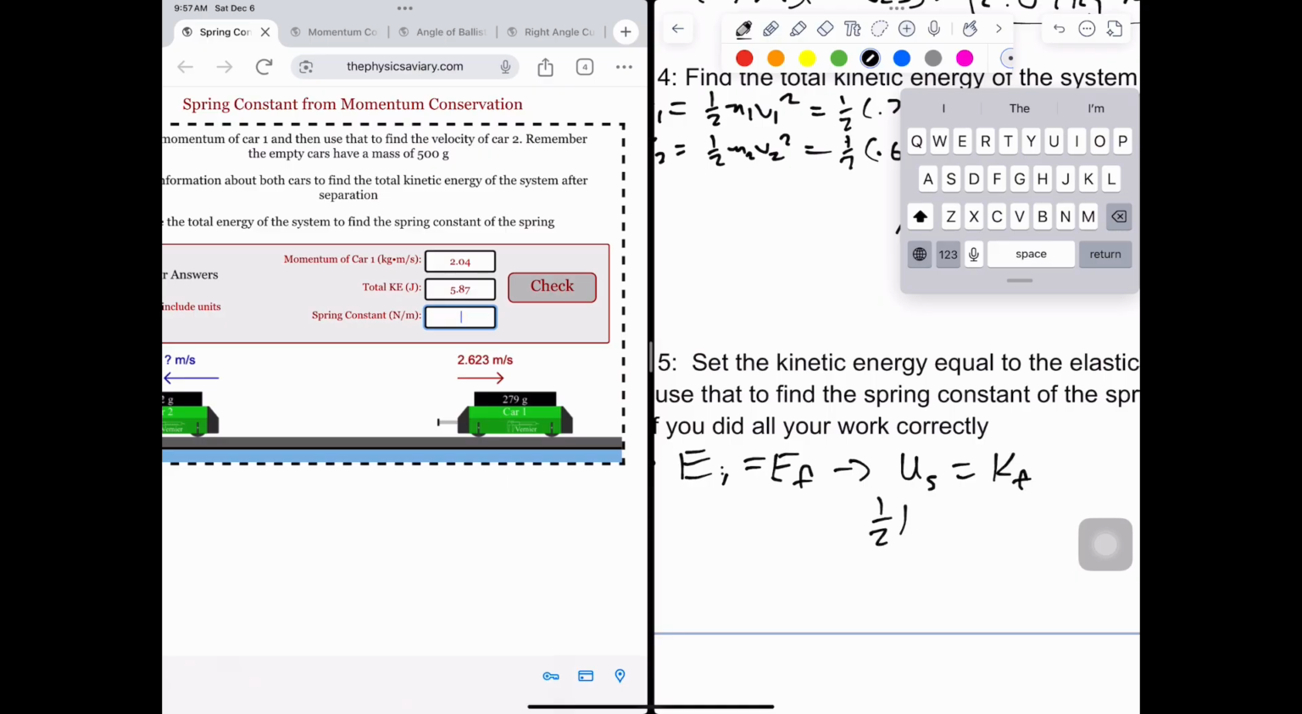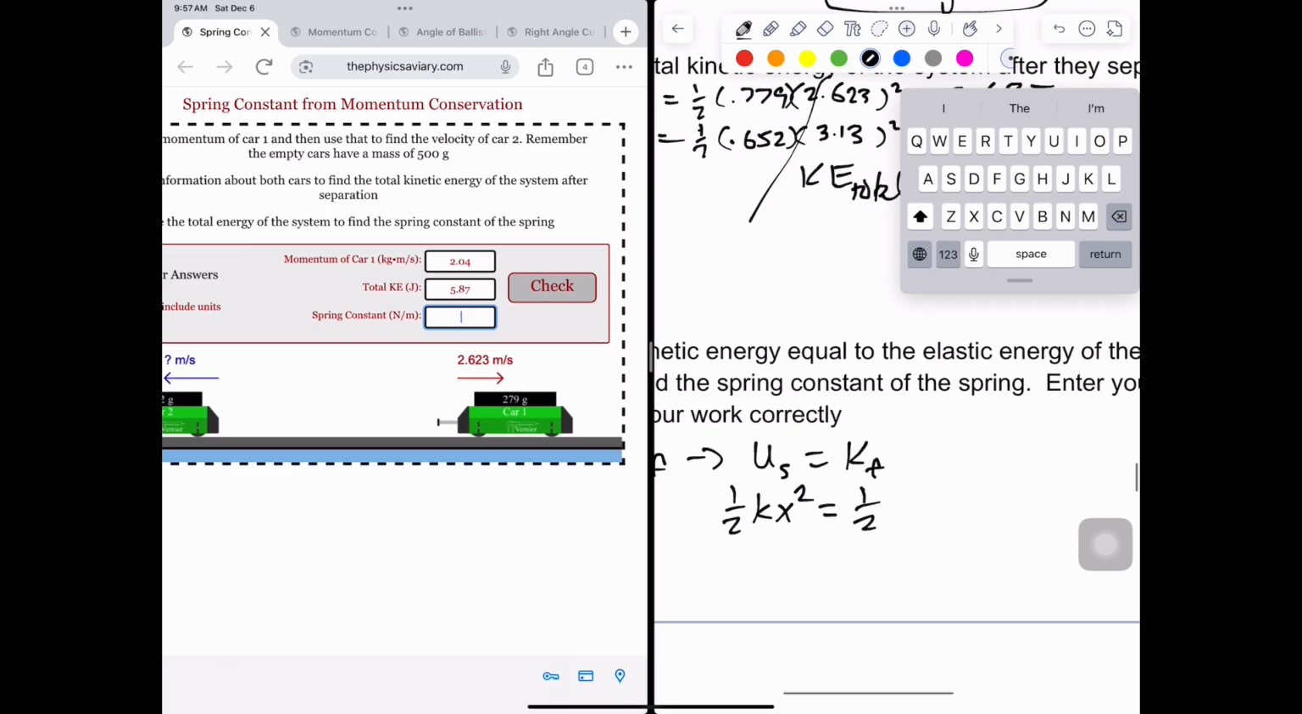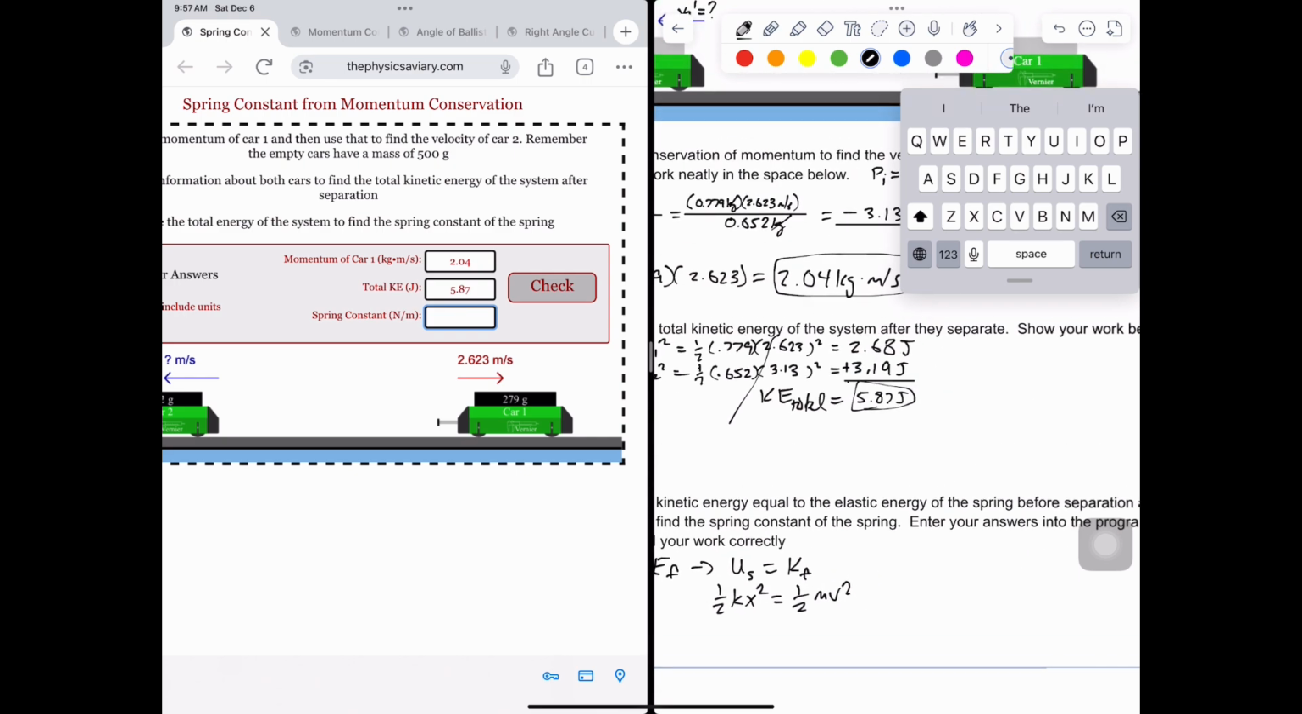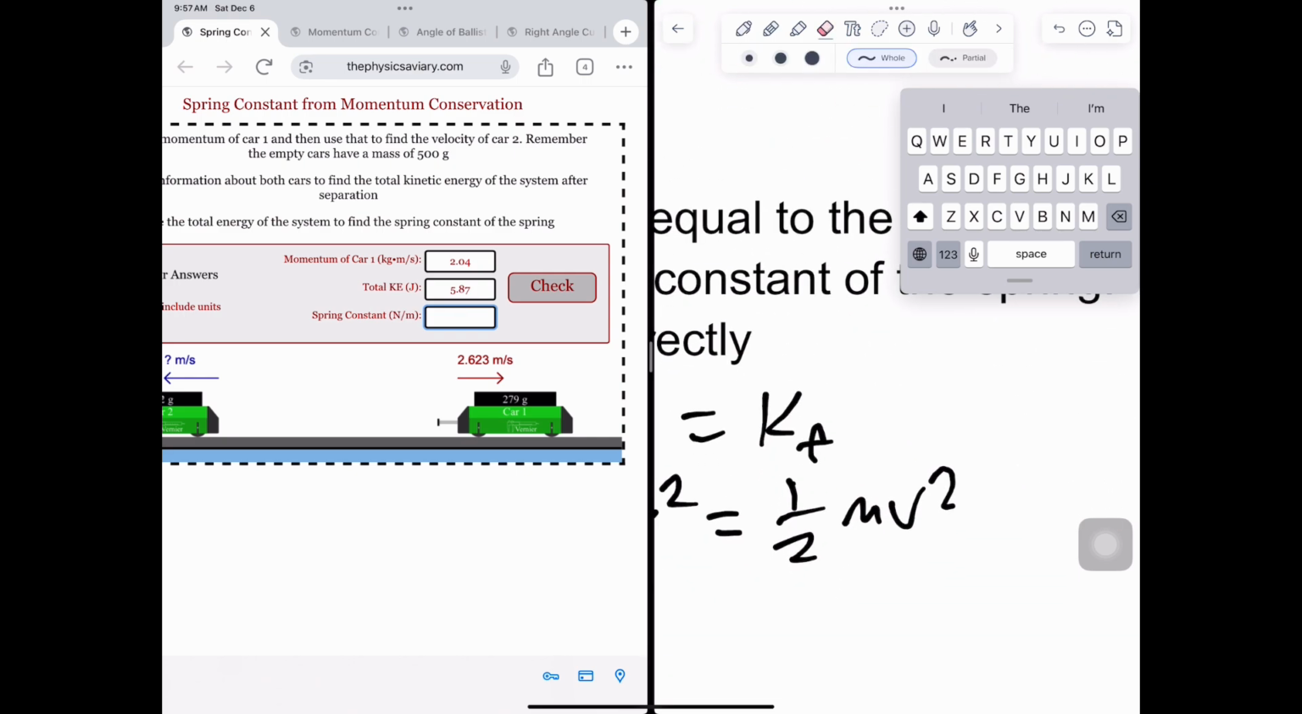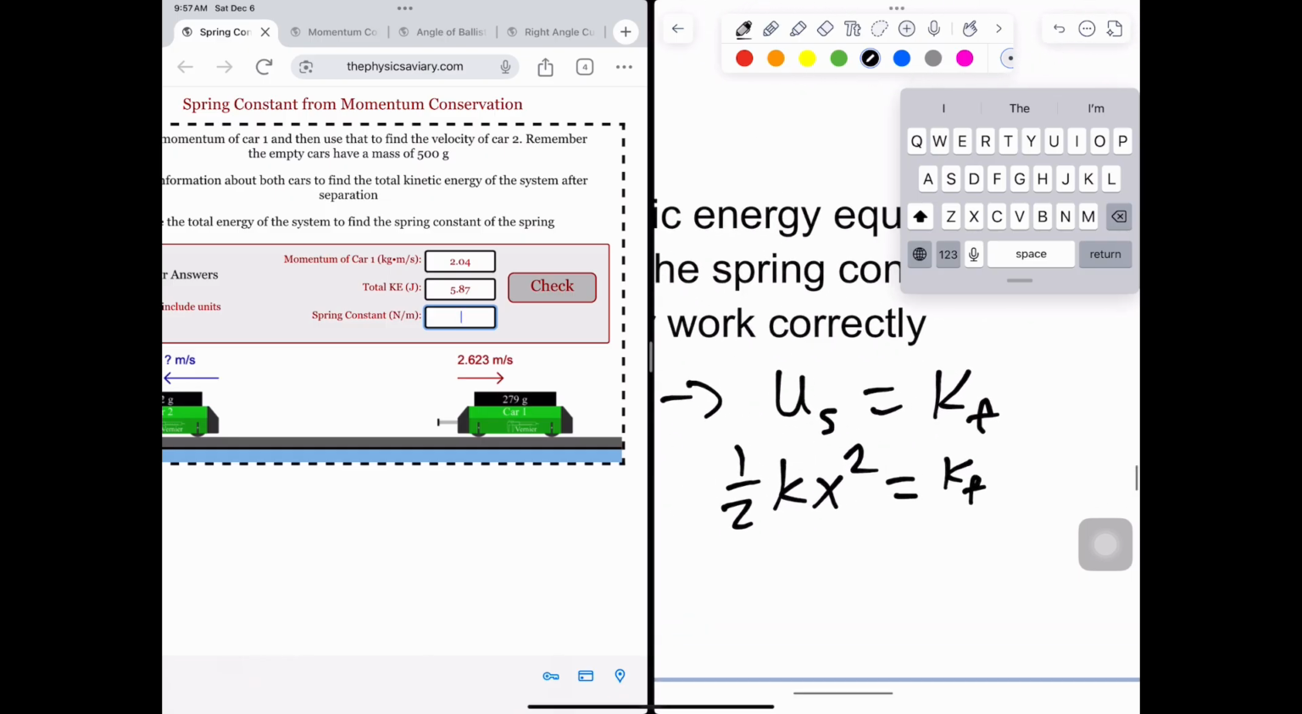So 1/2 kx squared will equal 1/2 mv squared. But I don't need to write it as 1/2 mv squared, because if you realize, I've got the value for kinetic energy right here. So we'll just replace a number. So I'm going to keep it as K final. Okay, now I need to solve this equation for K. Lowercase k is the spring constant.